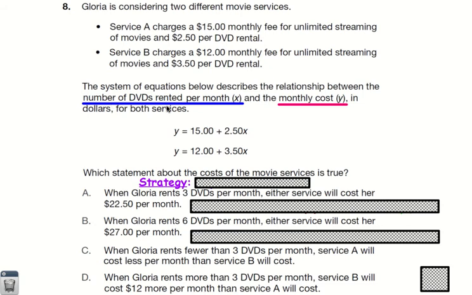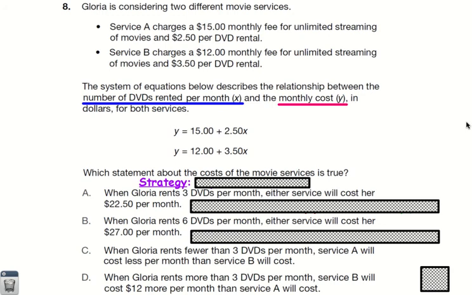Well, what do you know? Here we go. X is number of DVDs. Y is the monthly cost. And this is always interesting when this happens. They explained all of it up here, and then they just gave you the equations for free. These equations right here are just summarizing all this stuff. They didn't have to, because this is just repeating all this.